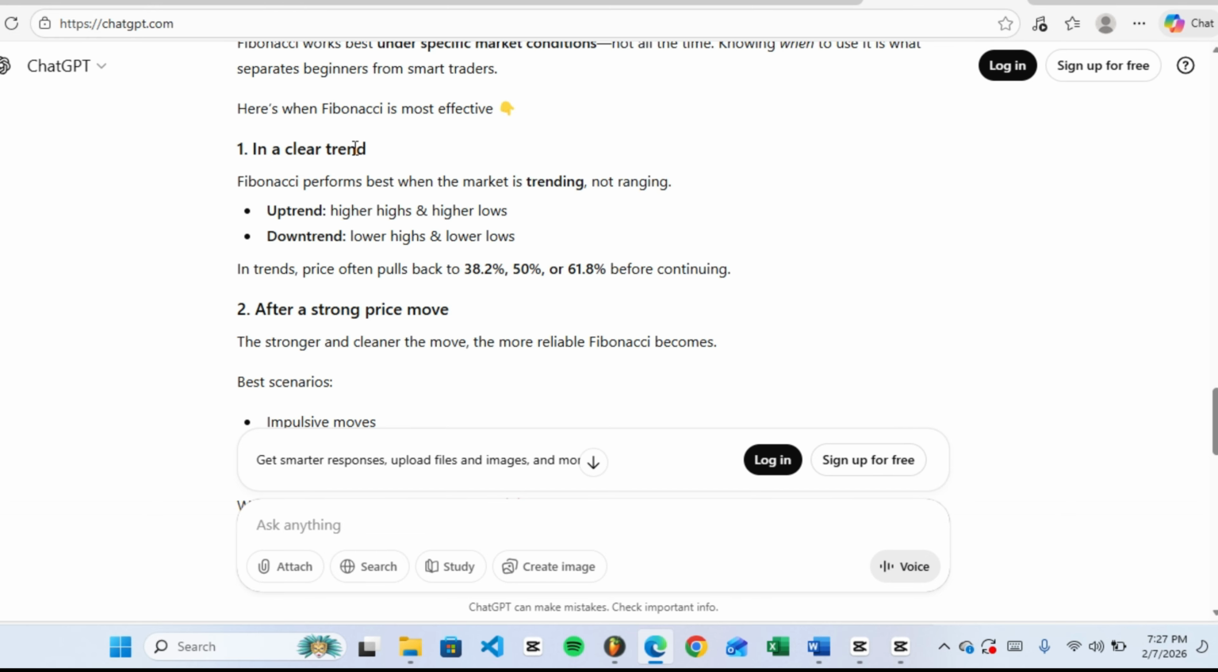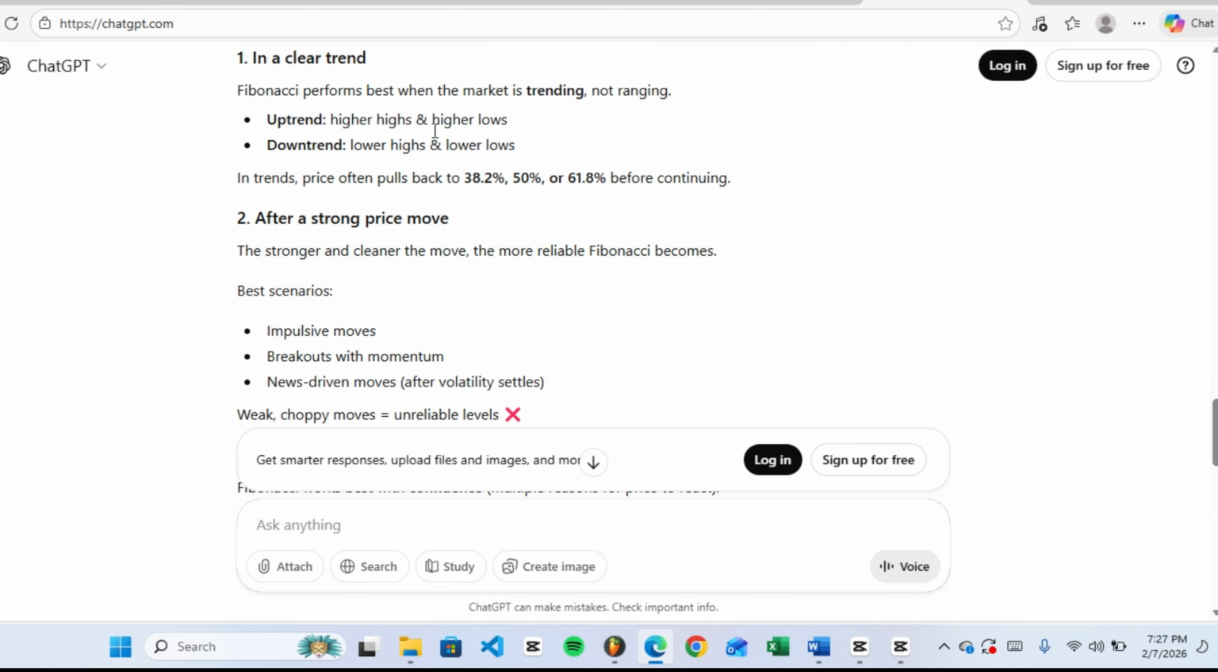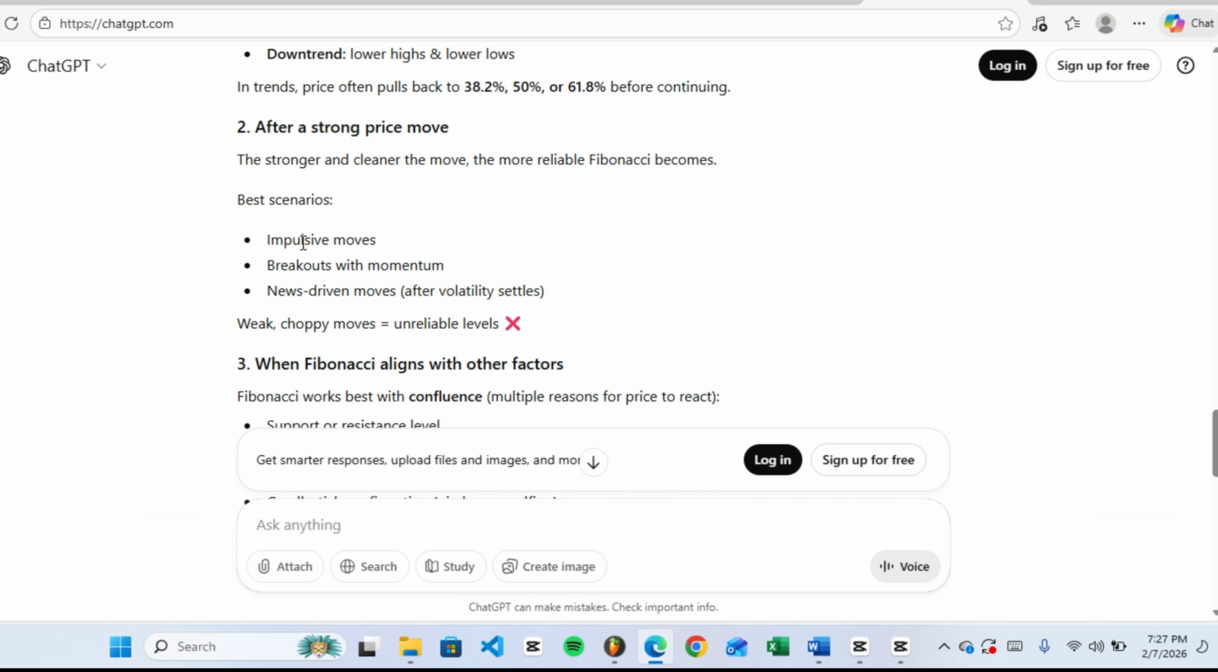No, you have to break the trend down. That is what we call top-down analysis. So the second time to use a Fibonacci is after a strong price move. The stronger and clearer the move, the more reliable Fibonacci becomes. Best scenario: an impulsive move, a breakout with momentum, a driving move after volatility settlement.